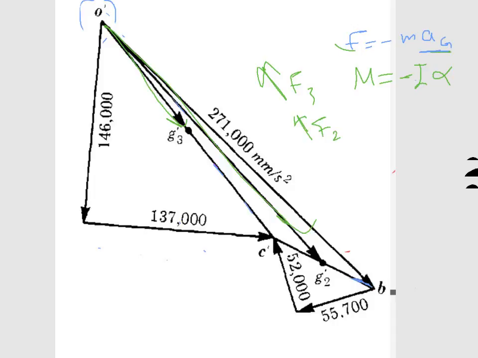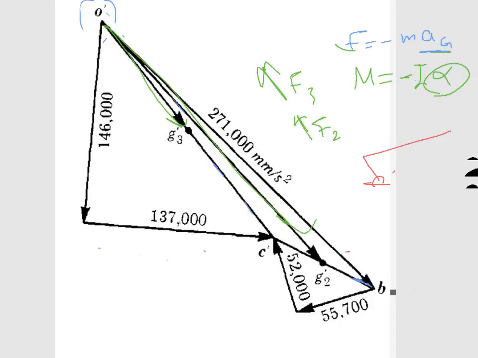They are not parallel to each other. There is some angle between them, and you must measure that. And for angular acceleration, what should I do? Let me go a little bit to the acceleration polygon.